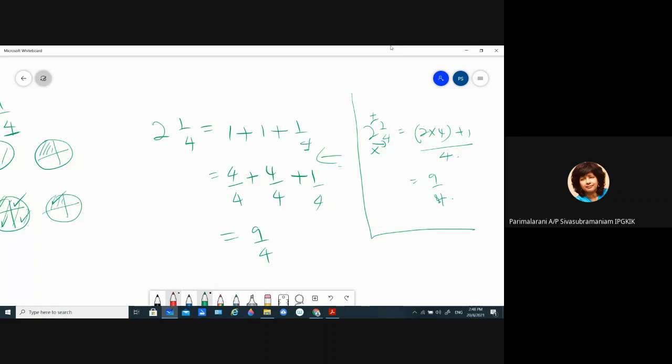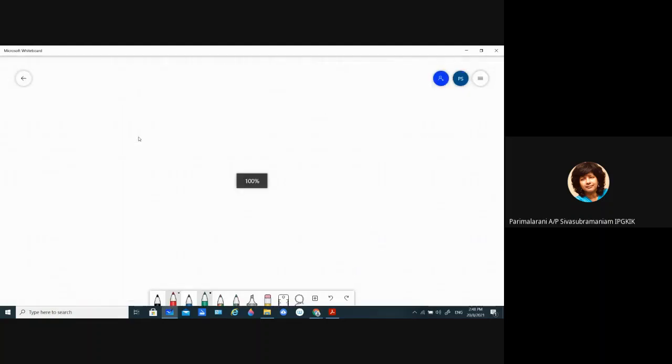Okay? Okay, I have only one more short question only, okay? Let's do comparing and ordering of fractions, okay? Supposing you had two fractions, say you had 2/3 and 1/2, which is greater?